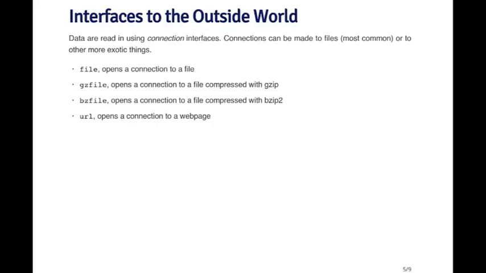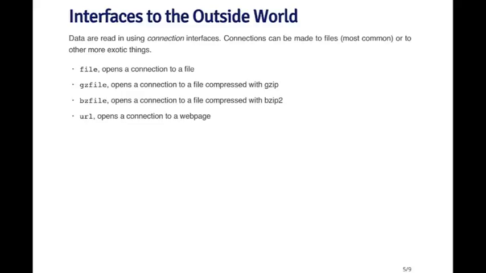And generally speaking, there are functions that are used to open up what are called connections to the outside world. Usually, the most common type of connection is to a file. So for example, if you want to read a file, then you can create a file connection. You might want to, for example, read a compressed file. That's a slight variation on that. And most functions will do this in the background without you having to know what's going on.